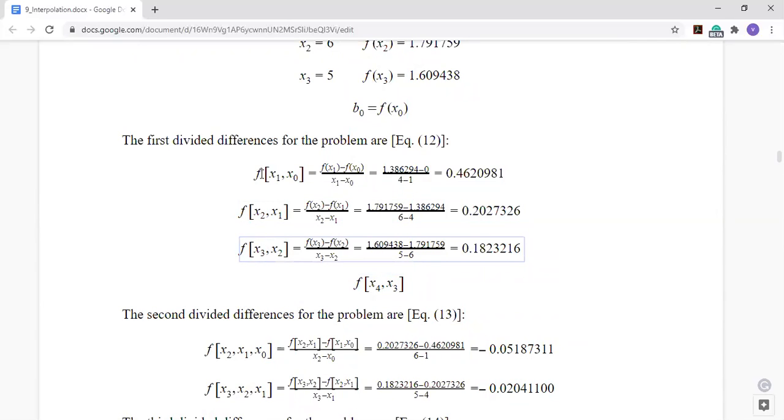So these are the values of the first finite divided difference you can calculate. As I've said previously, f(x1), f(x0) is simply given by this, and when it's evaluated, you have 0.46.